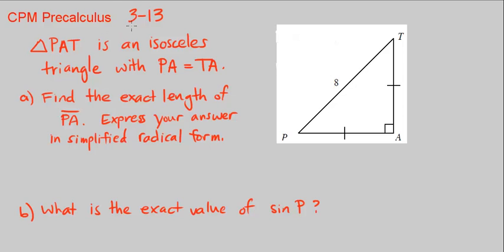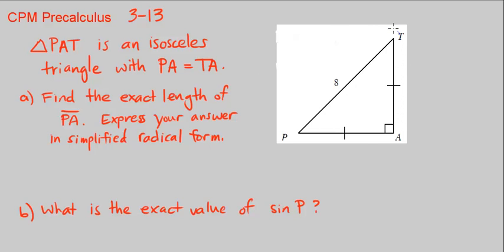This is CPM Precalculus, Chapter 3, number 13. Triangle PAT is an isosceles triangle with side PA equal to TA. So here's the triangle. We see PA here. This side is congruent to TA, right? This hash mark right here shows that those sides are equal too.